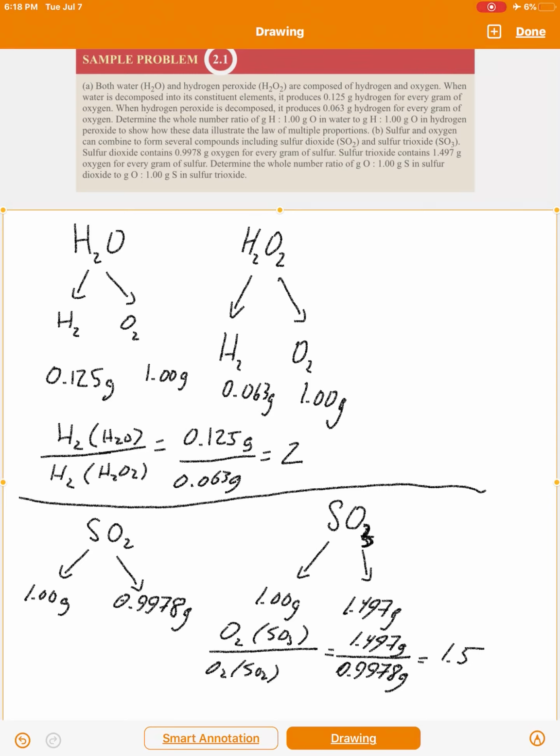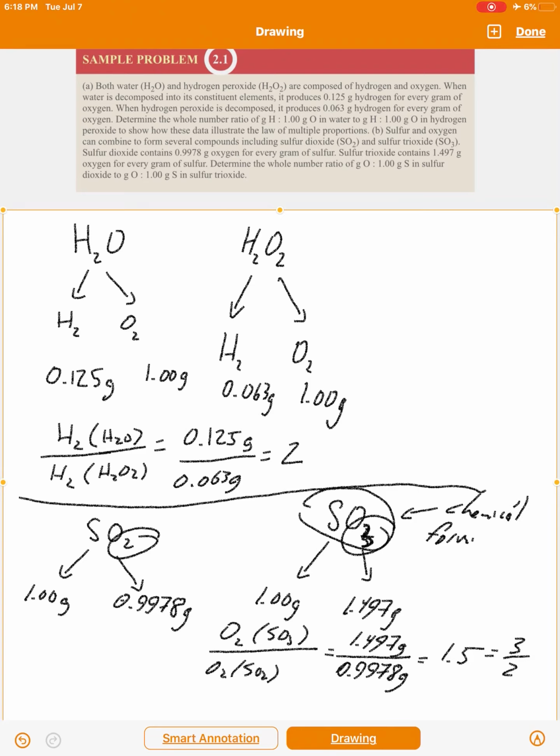Now again, if you do that division, you get something around 1.5, meaning there's 1.5 times as much oxygen relative to sulfur in the SO3 than there is in the SO2. Well, 1.5 is the same as 3/2. So it's a 3:2 ratio of oxygen relative to sulfur in these two compounds. So you see the 3 there? And you see the 2 there? These are called chemical formulas.